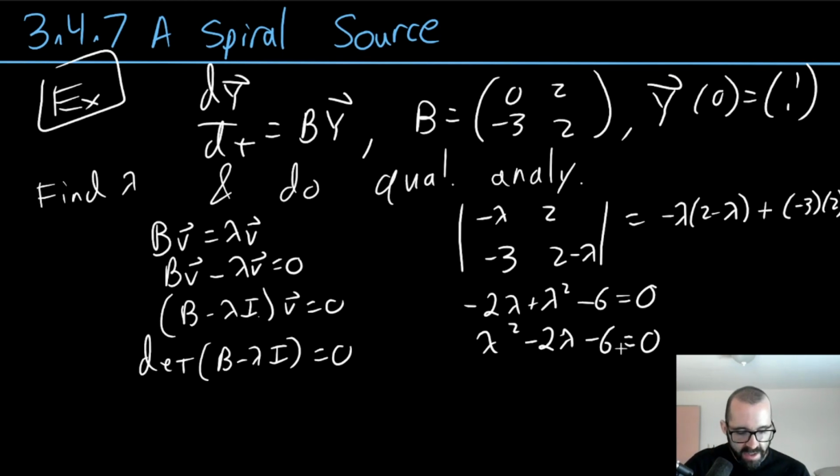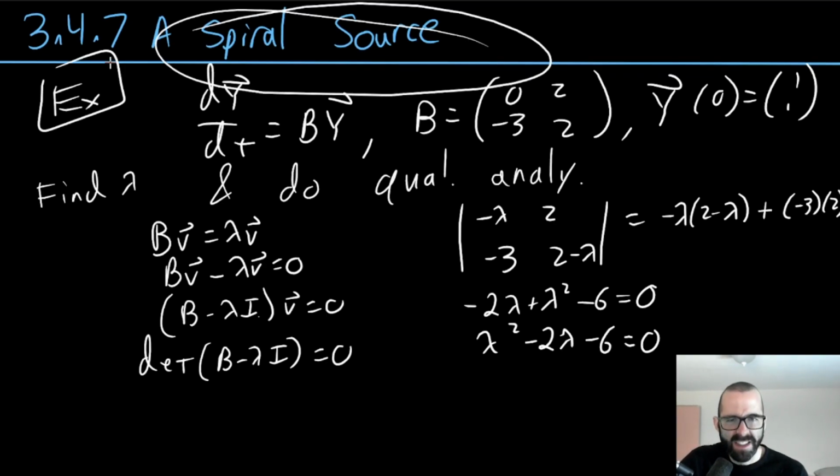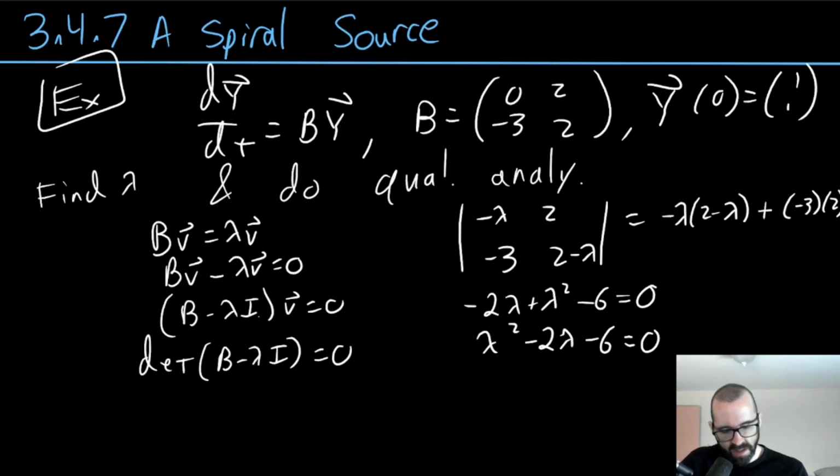So I try to factor it. There's nothing that multiplies to negative 6 and adds to negative 2. Not surprised. I'm expecting some complex eigenvalues here. You could complete the square. You could use the quadratic formula. Let's complete the square. It's a beautiful method, and we have a nice time for it too. So we're solving this equation. This is a perfect square if we add 1 to both sides.